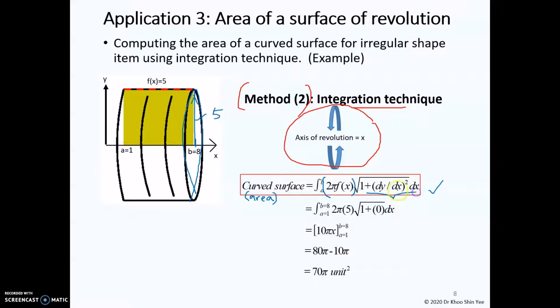This part here gives you the arc length, so you need the dy over dx for this formula. Since the y function here is equal to a constant 5, dy over dx, differentiating the constant, gives you 0. So you can substitute it inside, and the radius here, the f(x) function, is equal to 5. Lower and upper limits 1 and 8. So you can start the integration. Integrating the function here, which is a constant, gives you 10 pi x, and then you substitute the upper and lower limit, subtract, and you should obtain 70 pi.